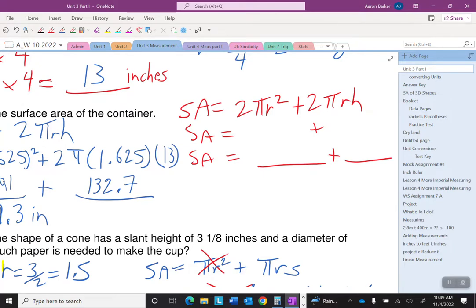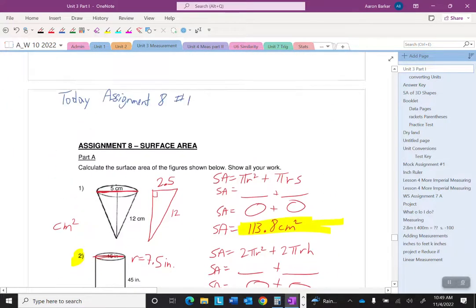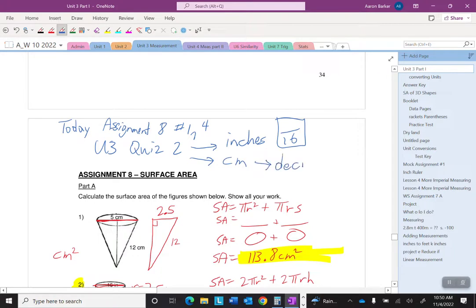All right. So assignment then is numbers 1 and 4. And then you want to do Unit 3, Quiz 2. For Quiz 2, keep in mind inches. You're going to start with fractions out of 16, whereas centimeters, you can have decimals. No fractions for centimeters.